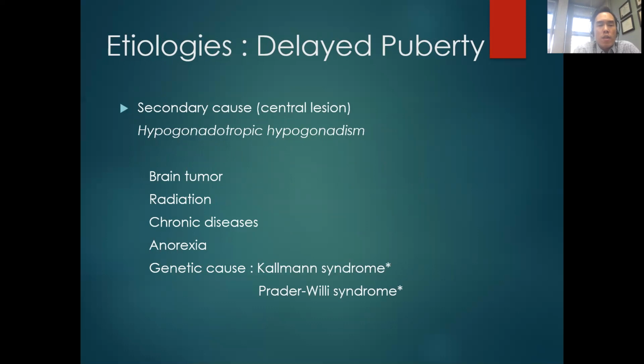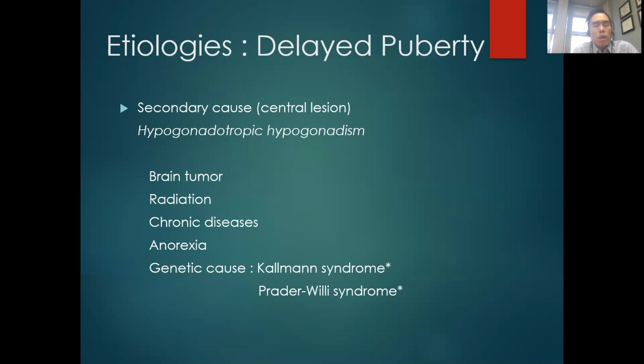Now, as for secondary cause, we also have a fancy term. This is central, so we call it hypogonadotropic hypogonadism. Hypogonadotropic means that gonadotropin levels are low to normal. So we think of a central lesion: any brain tumor, or a patient with a brain tumor who receives surgery or radiation, causing injury to the hypothalamic-pituitary unit. Or any chronic disease.